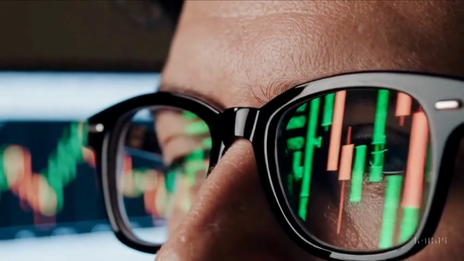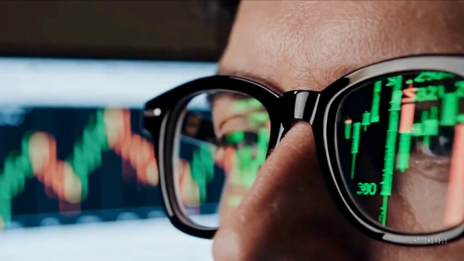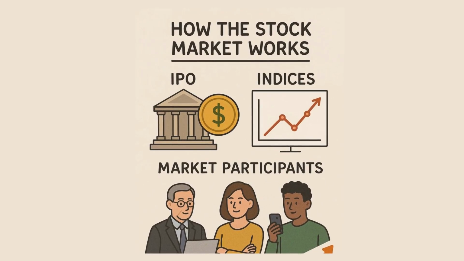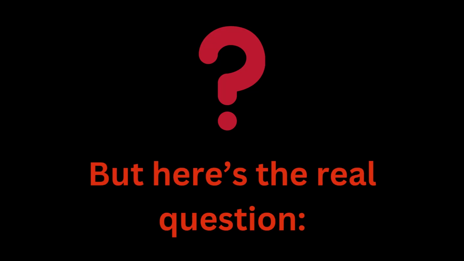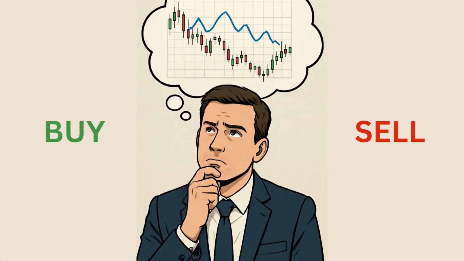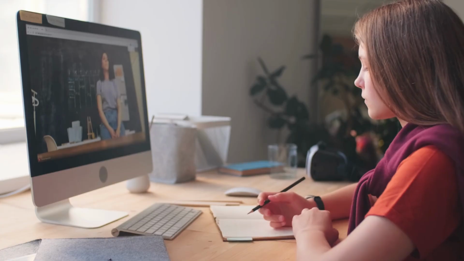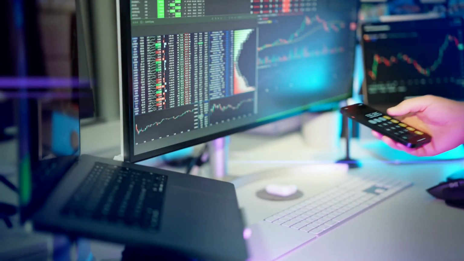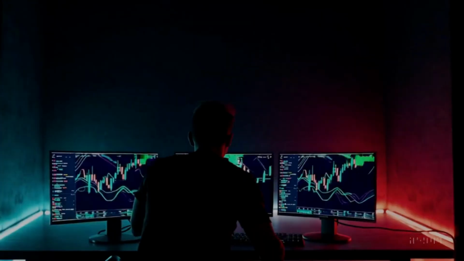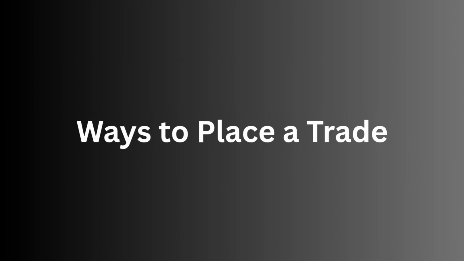In the past few episodes, we've understood how the stock market works, from IPOs to market participants and indices. But here's the real question. How do we actually buy or sell a stock? Well, that's exactly what we'll explore in this chapter. Your direct access point to the markets, the trading terminal.